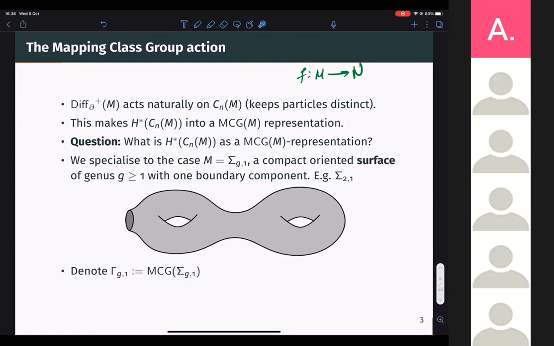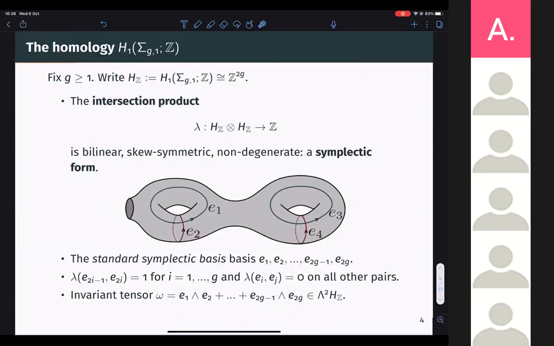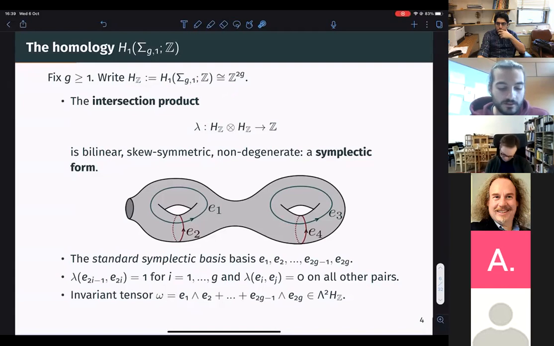So let's see some facts about surfaces and Gamma_{g,1}, the mapping class group. If we write H_Z for the first homology of the surface, which is Z^{2g}, we have an intersection product here that tells us essentially how curves are intersecting. This is a bilinear, skew-symmetric, non-degenerate form, that is, a symplectic form.